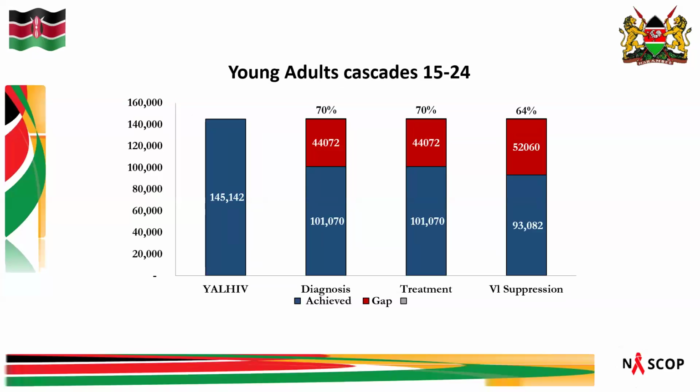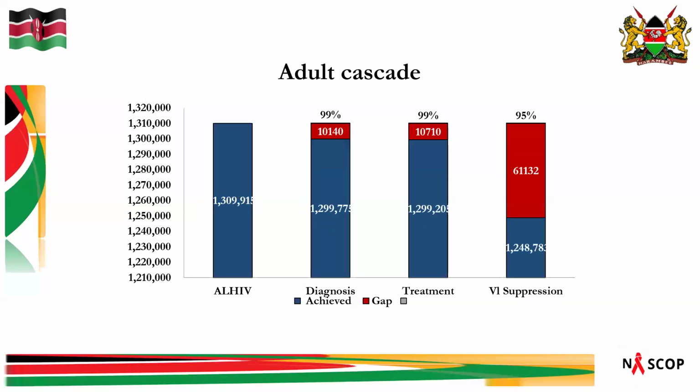Then the young adult cascade, we have an estimated 145,000. We have been able to achieve 70% in diagnosis, 70% in treatment, and 64% in viral suppression. On the adult cascade, here we have been able to do better. We have 99% in diagnosis, 99% in treatment, and 95% in viral suppression.